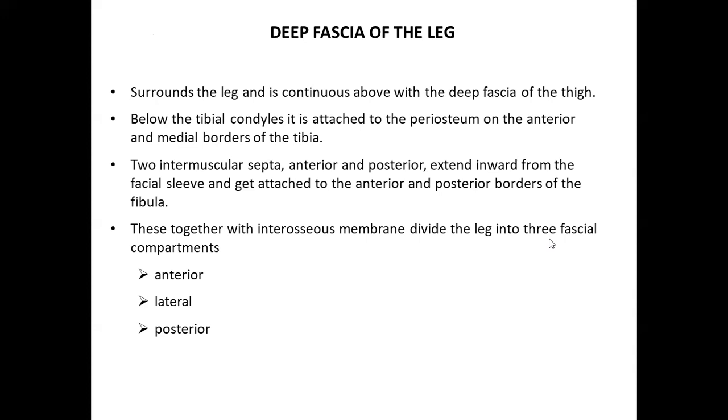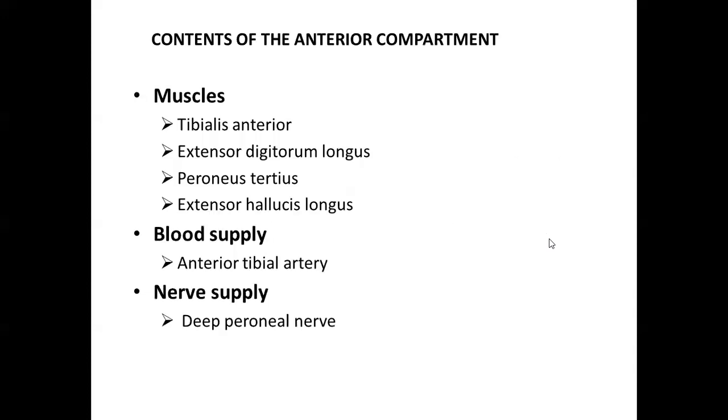Therefore, the leg will be discussed as the anterior compartment, the lateral compartment, and the posterior compartment. Now, let's talk about the anterior compartment of the leg. The main muscles we see here are the tibialis anterior, the extensor digitorum longus, the peroneus tertius, and the extensor hallucis longus. The artery of the anterior compartment is the anterior tibial artery, and the nerve is the deep peroneal nerve.